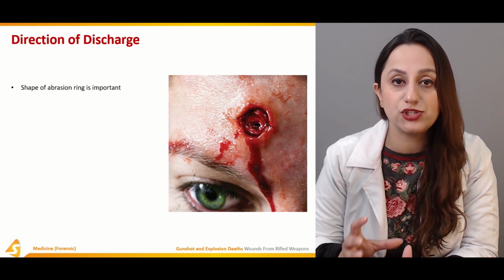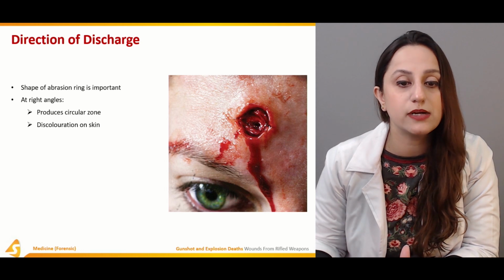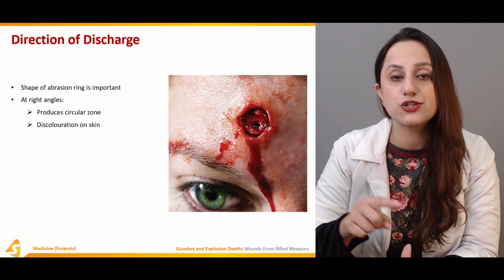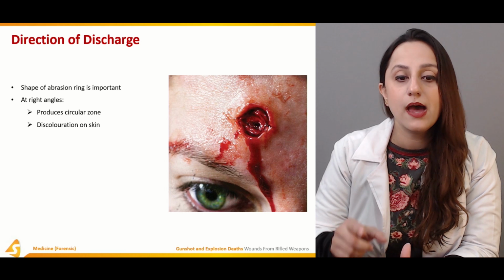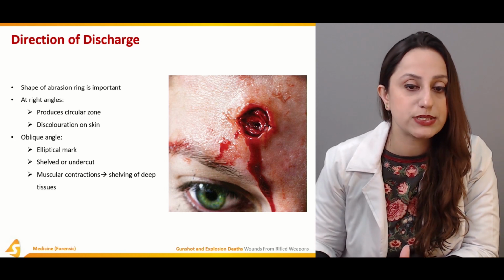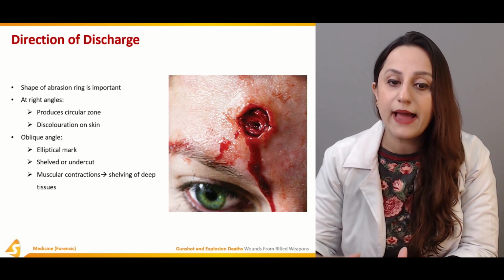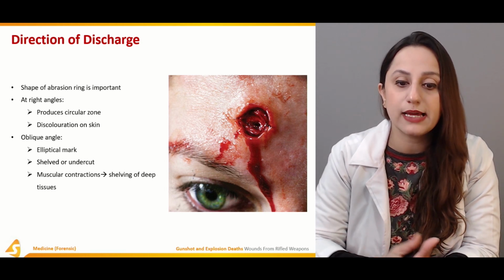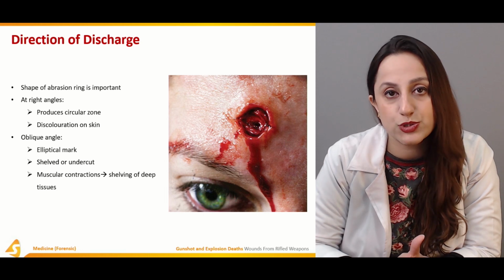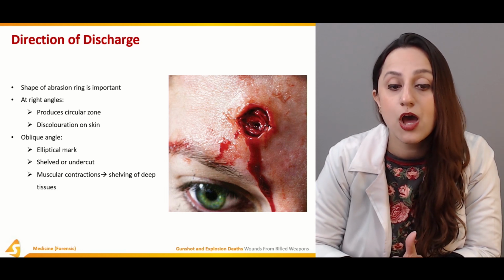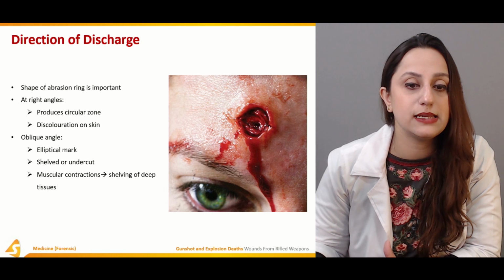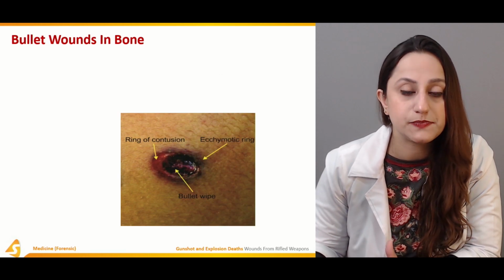The shape of the abrasion ring is very crucial over here. At right angles, it produces a circular zone, and the discoloration of the skin is also seen. And at oblique angles, there is an elliptical or an oval mark, and it is shelved out or undercut, and the muscular contractions are also seen in such a case. The shelving of the deep tissues is again seen in such oblique angles.